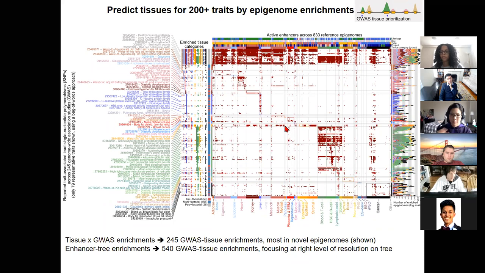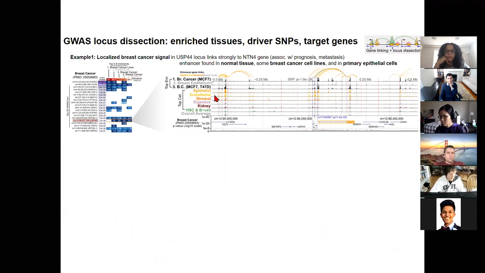We've basically scaled this to 800 plus tissues by including many additional consortia. And that has basically led to direct associations with 245 GWAS traits, and then tree-based enrichments across 540 different GWAS traits. And you can see here just the same picture, but now with tiny, tiny little dots with 30,000 loci that are specifically sitting within these enriched annotations. So that allows us to now start looking at the dissection of these traits by going down the list of enriched tissues and then asking which loci within these traits are in fact overlapping enhancers within these enriched tissues.